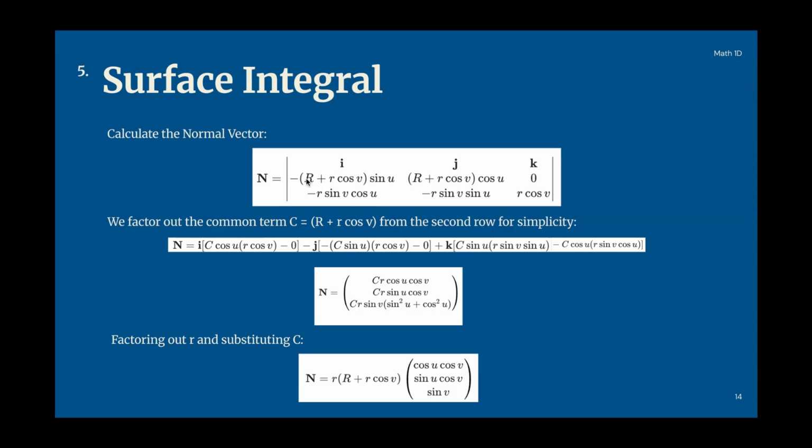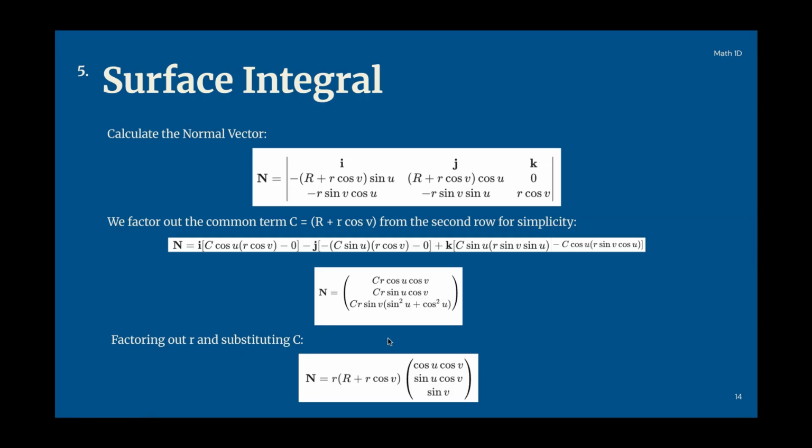c. So this term, big R plus r cosine v, we take it out and replace it with a c, so we make it easier to write the vector in this way. And we can just factor out r and substitute c. So here we got this. This is the normal vector, and we factored these two things out, the c and the r, and then we substitute the c back to big R plus r cosine v. Then this is the normal vector.